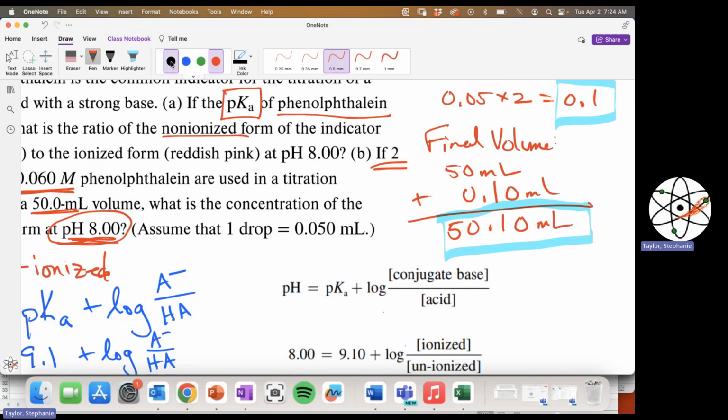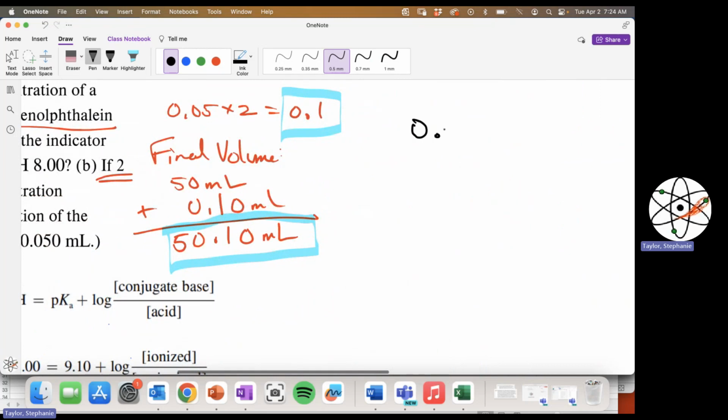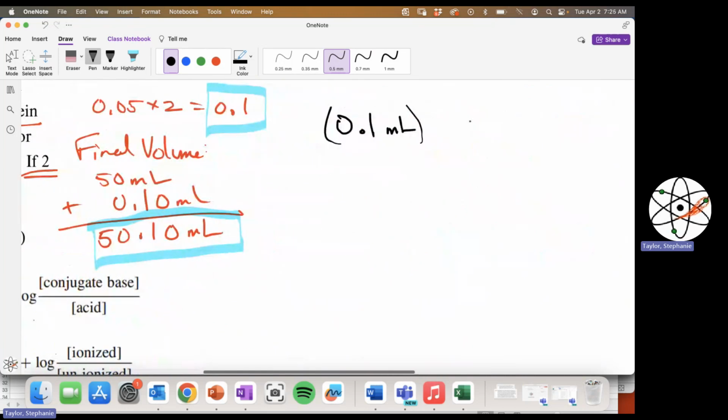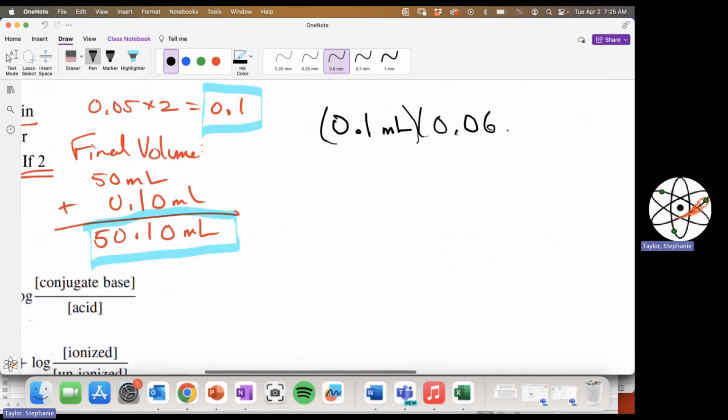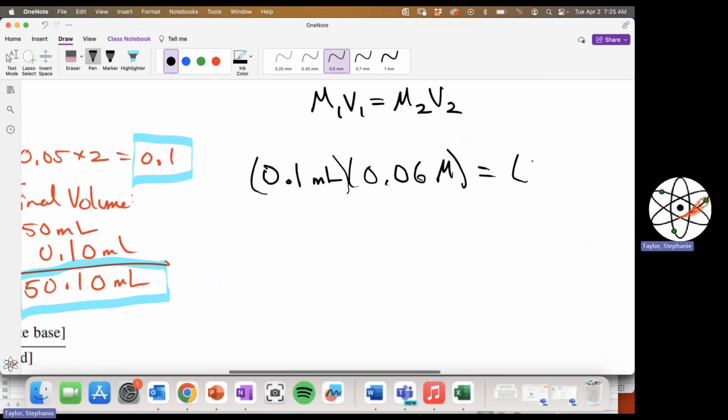We had an equation that we used, especially in Gen Chem 1, to deal with volume and concentration changing. If this is my initial volume, my 0.1 milliliter, and it has an initial concentration of 0.06 molar, this is going to be M1V1 equals M2V2, but I'm getting some things out of order. Here's my volume on the left, there's my molarity on the right, and it's going to be equal to 50.10 milliliters.